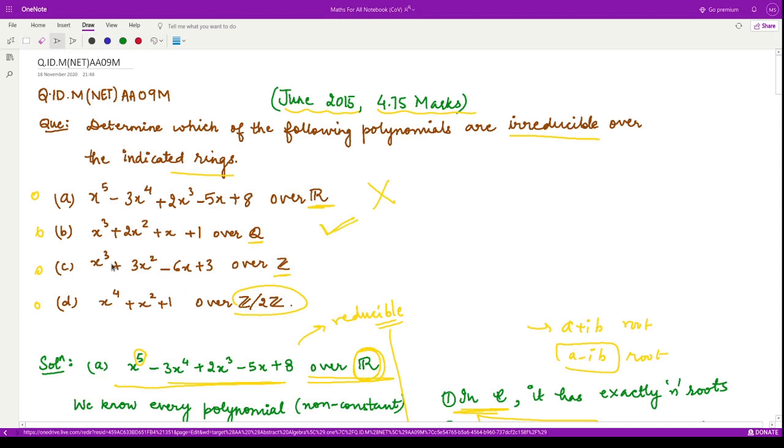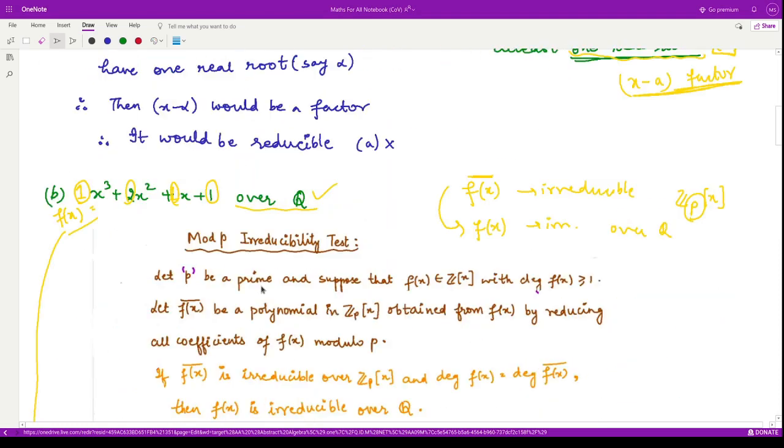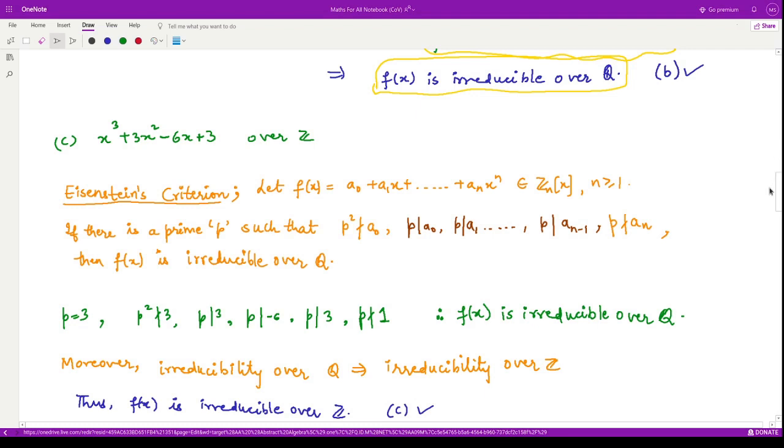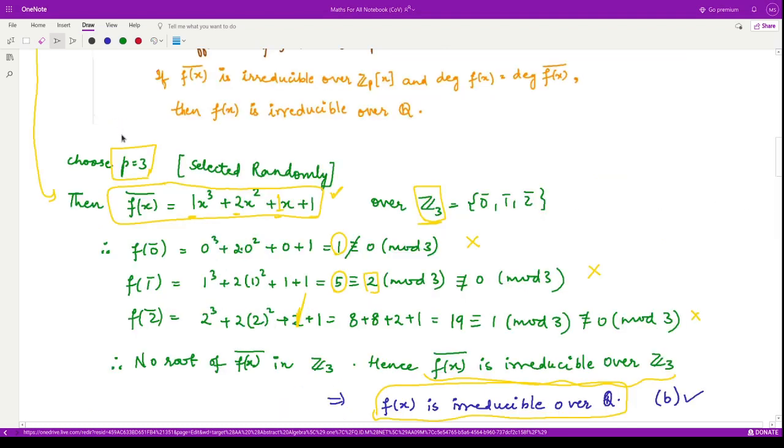Let us move on to option number C. In option C we have a polynomial with degree 3.